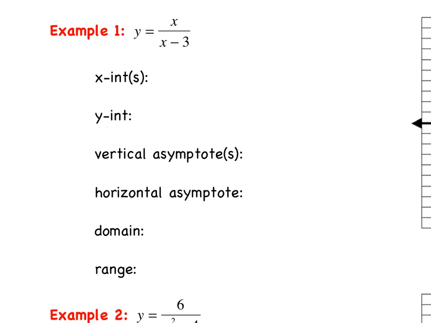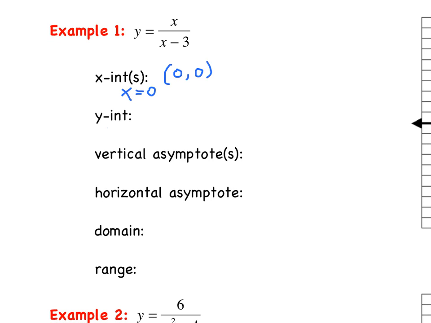First thing we need to do is find the x-intercept. Remember, we set the numerator equal to 0 and we solve for x. Our numerator in this case is just x. So x equals 0. There's nothing to solve here, so 0, 0. Remember, an x-intercept is when y is 0.